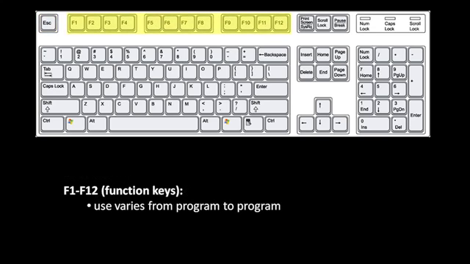The function keys are at the top of the keyboard and labeled F1, F2, F3, F4, and so forth up to F12. These keys aren't used very much today either in most programs, and when they are used, their meaning varies from program to program.